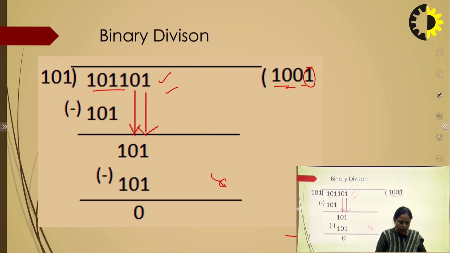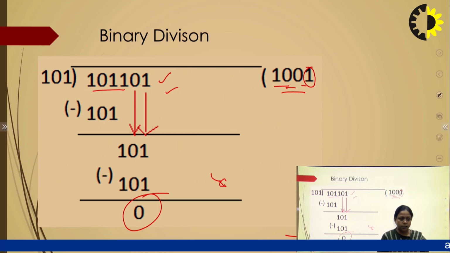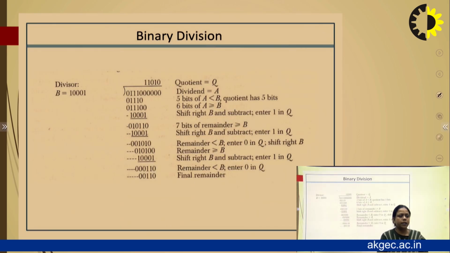So we should understand that in the division case we have two important numbers. The first one is the dividend and the other is the divisor, and at last we will have a quotient, and the remainder is also a very important thing. Now we will see how the division algorithm works in our systems. You can see here, this is another example of binary division.